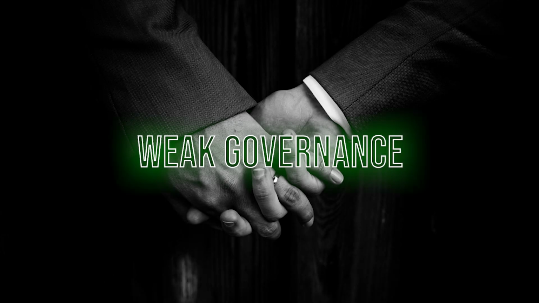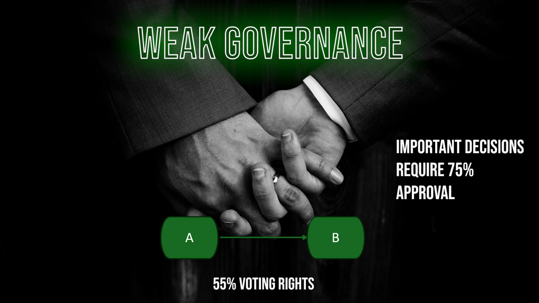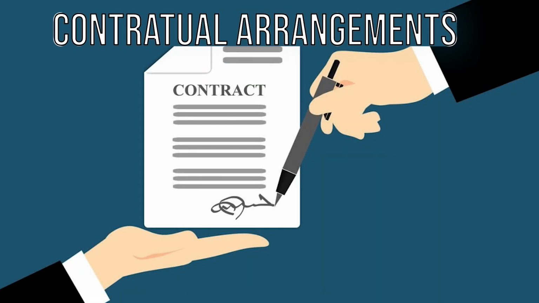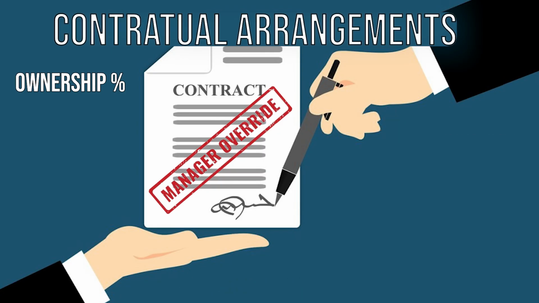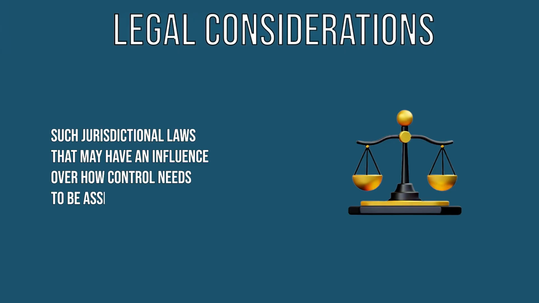If we talk about weak governance, assume you own 55% of the ownership, but important decisions need 75% of the approval. In this case, despite having 55% of the ownership, you are unable to make decisions unilaterally. Contractual arrangements means an agreement between an investor and an investee that could override the ownership percentage, and legal considerations means jurisdictional laws that may have an influence over how control needs to be assessed.